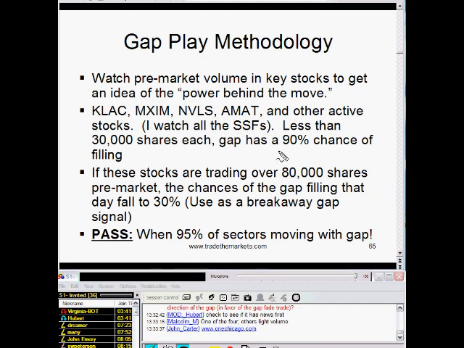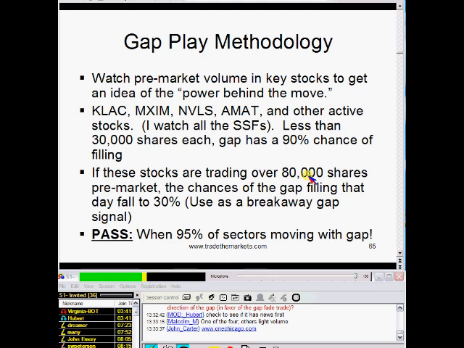So now if you talk about those being a 90% chance of filling when there's low volume, now if you've got these stocks trading over 80,000 shares, now you've got the high probability of a pro gap. So that means on these days, we're not actually going to fade the gap, and we'll in fact be buying it most of the time.